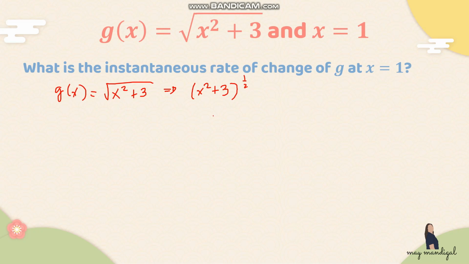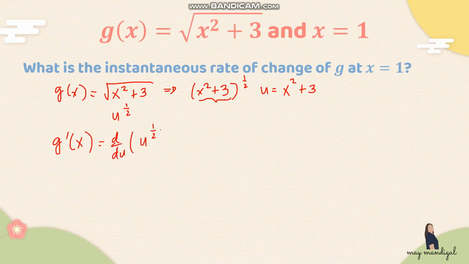And then, since as we can see here, the base is still a function that is differentiable, we have to use the chain rule here. So we will set that as our u. So this is x squared plus 3. Therefore, we can rewrite this function as u raised to 1/2. And then from here, we will be using now the chain rule. So g prime of x is equal to, in chain rule, we have to get the derivative of the whole function, which is u raised to 1/2, then times the derivative of our inner function. What is our inner function? It's x squared plus 3.